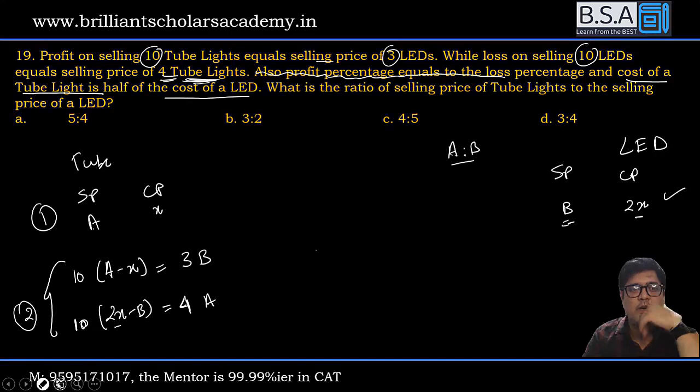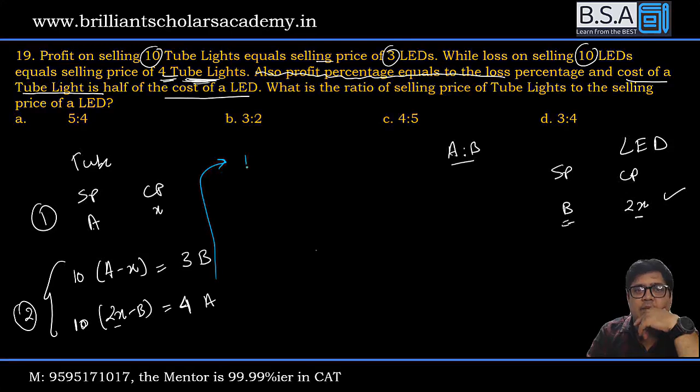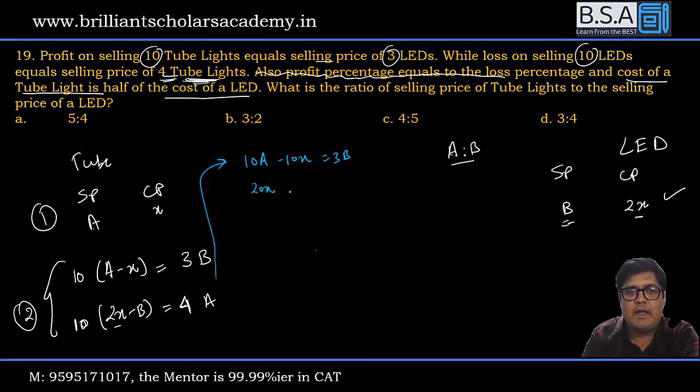This will give me what equations? This will give me 10a minus 10x is equal to 3b. If I rearrange, this will give me 20x minus 10b is equal to 4a. So I'll calculate x from both. First one is 10a minus 3b upon 10 is equal to x. What is the second one? The minus there becomes plus here. 4a plus 10b upon 20 is x.